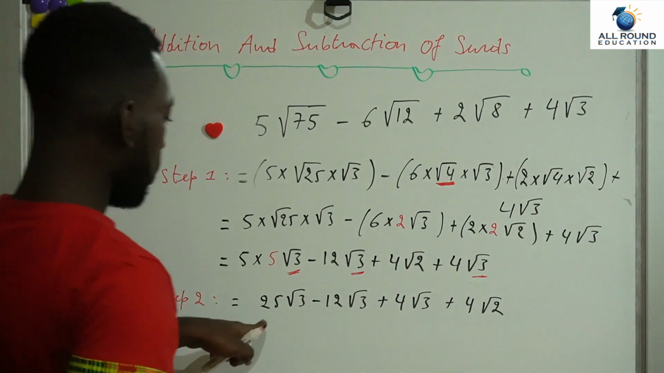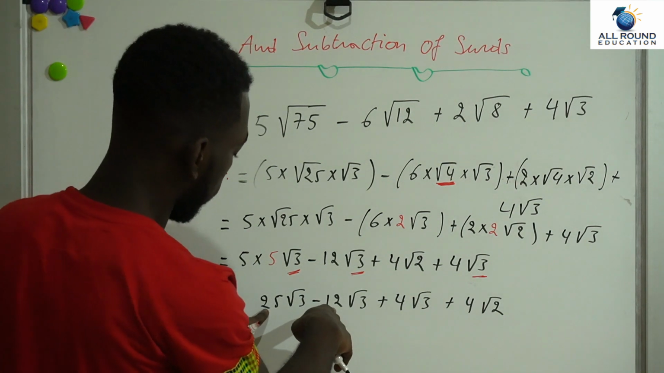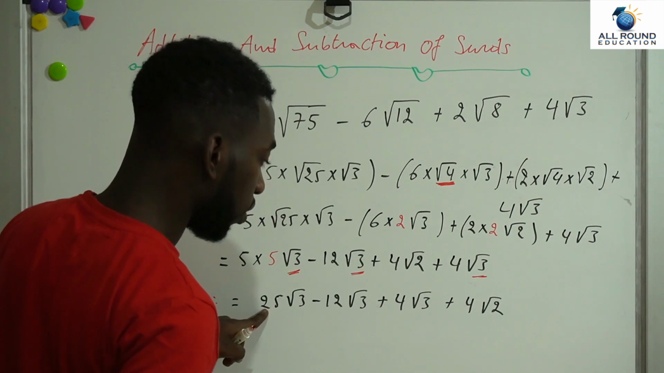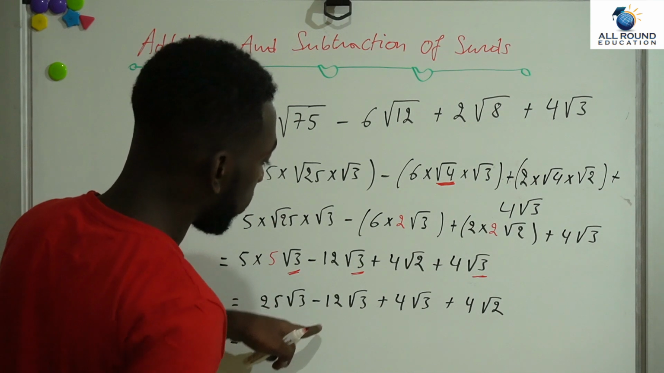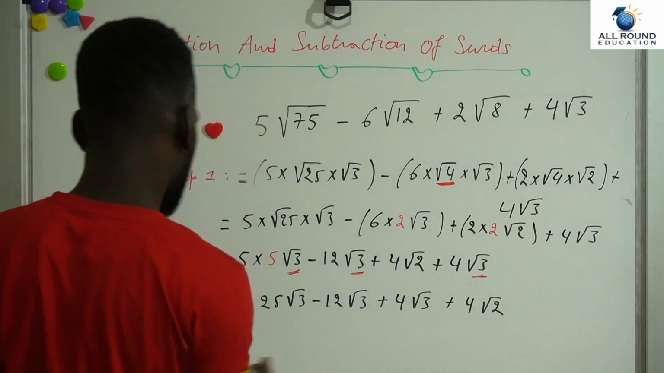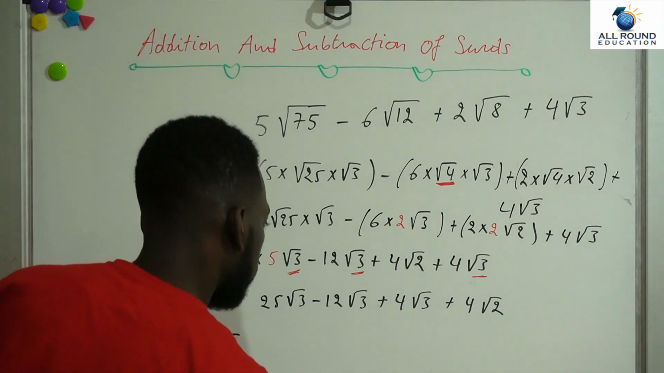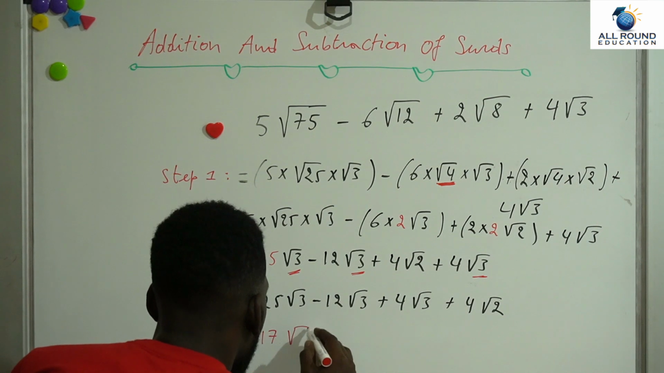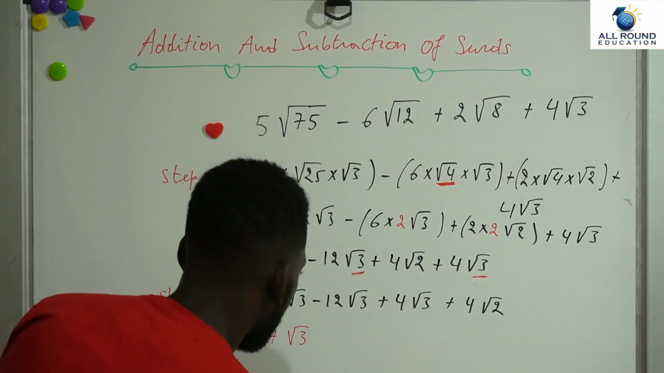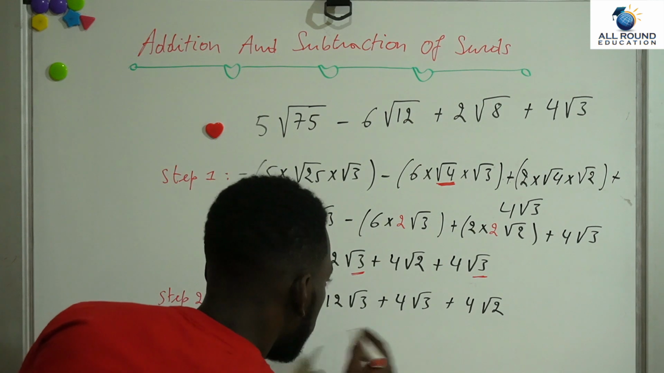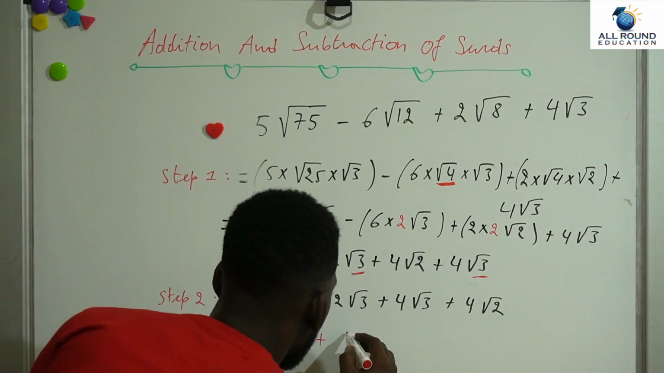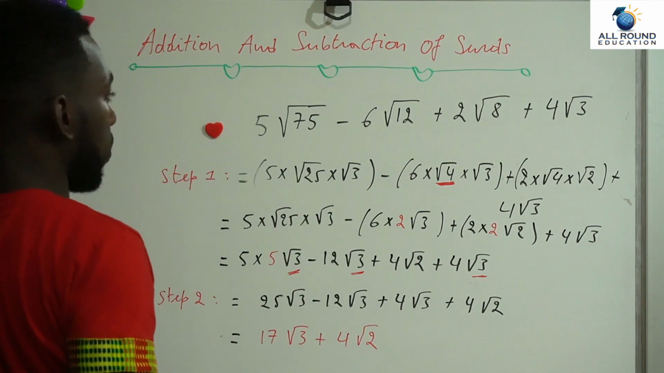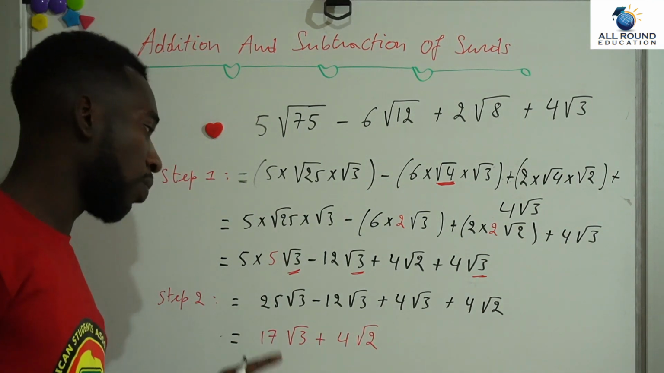Now, what is 25 minus 12? 25 minus 12 is 13, and 13 plus 4 is 17. So we're going to have 17 square root of 3 and then plus 4 root of 2, right? So I hope this makes sense.